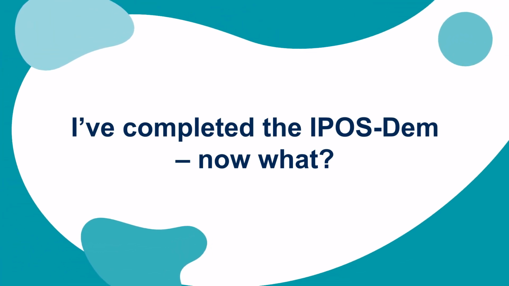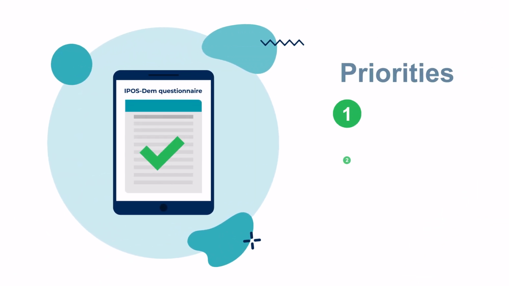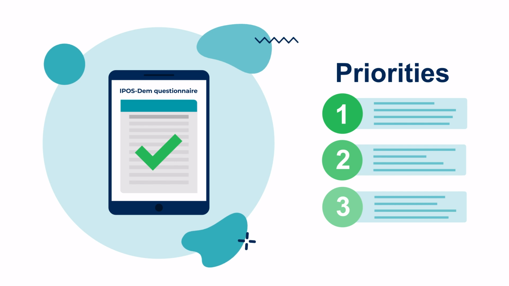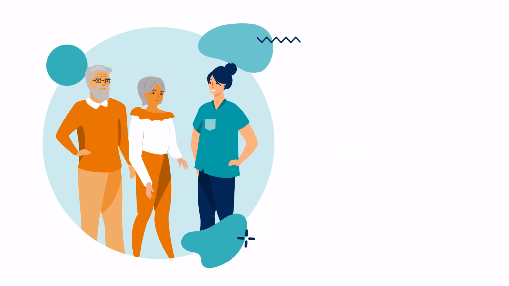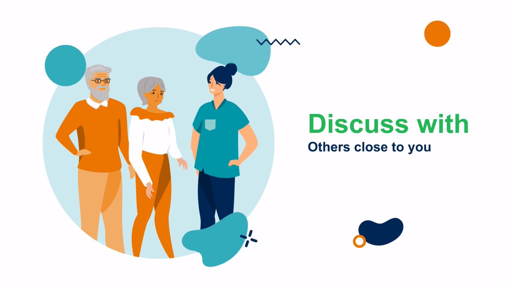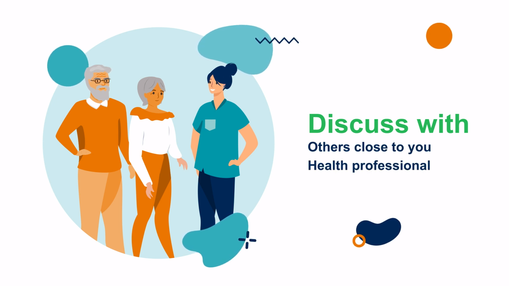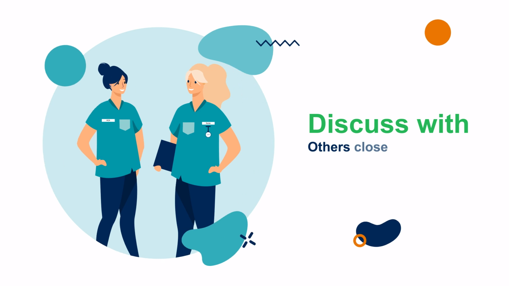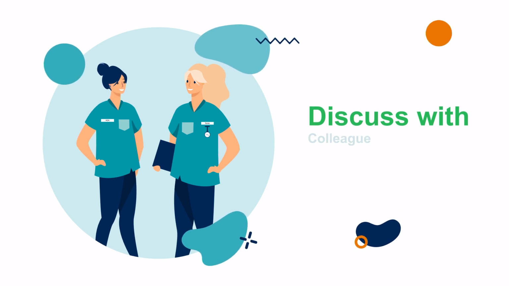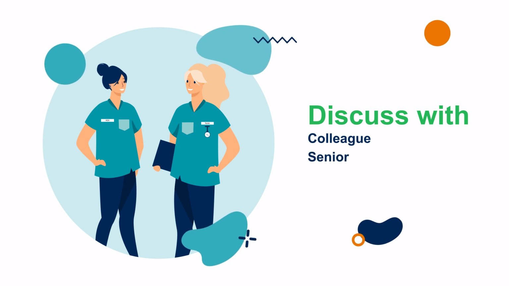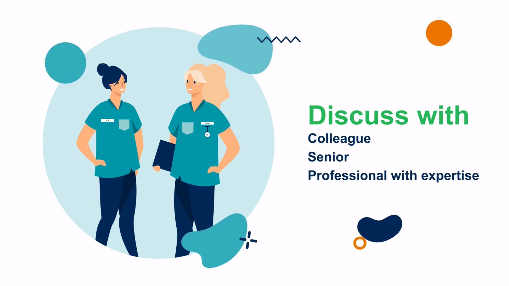Once you have completed the IPOS Dem and identified any concerns, you should determine the priorities and use the decision support tools to inform plans to address the concerns. If you are a person with dementia or carer, you may wish to discuss this with others close to you or with a health professional. If you are a health or social care professional, you may wish to discuss with a colleague, a senior member of the team, or a professional with the relevant expertise.